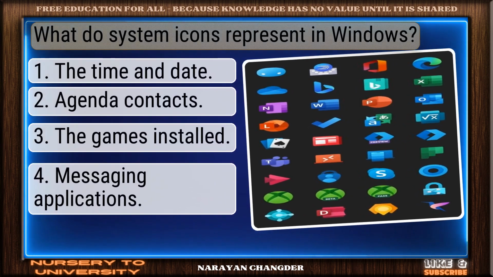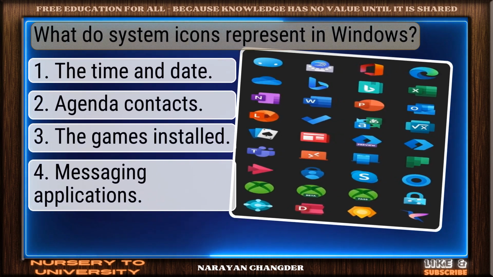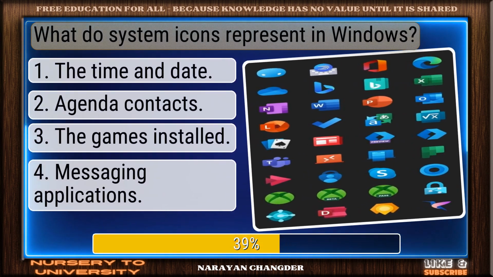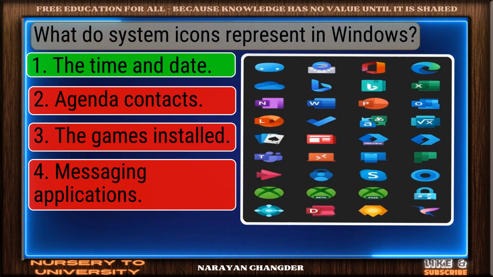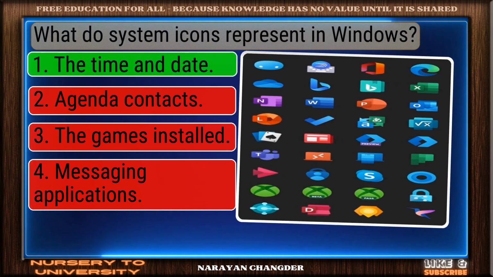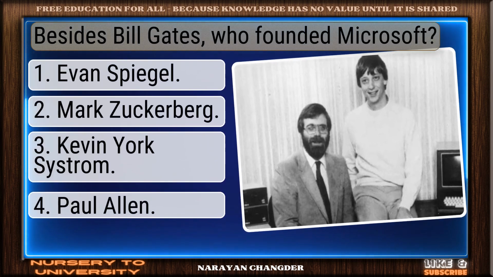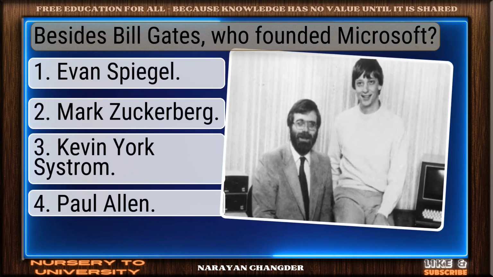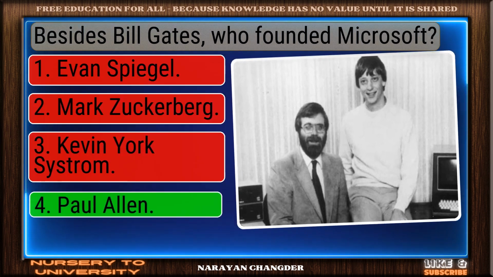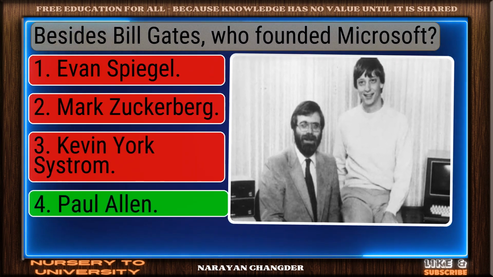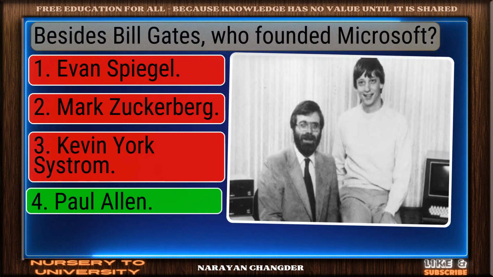Question number 31. What do system icons represent in Windows? Correct. The time and date is the right answer. Question number 32. Besides Bill Gates, who founded Microsoft? Strong choice. Paul Allen is the right answer.